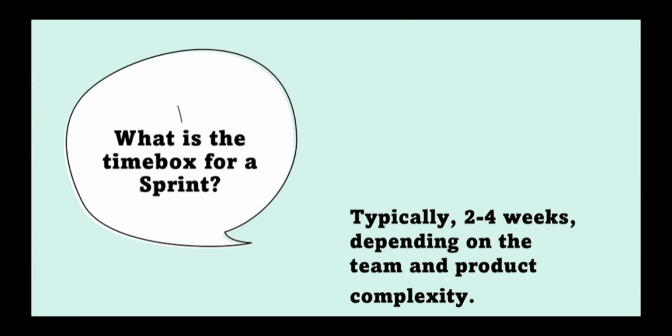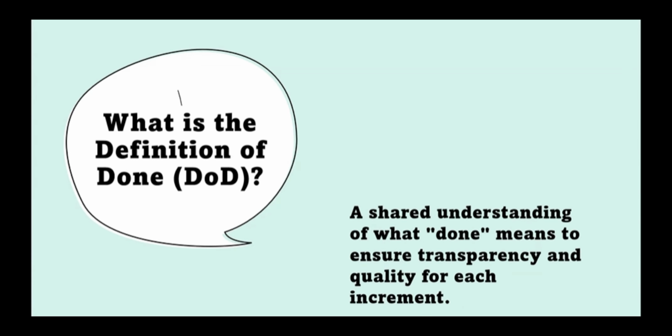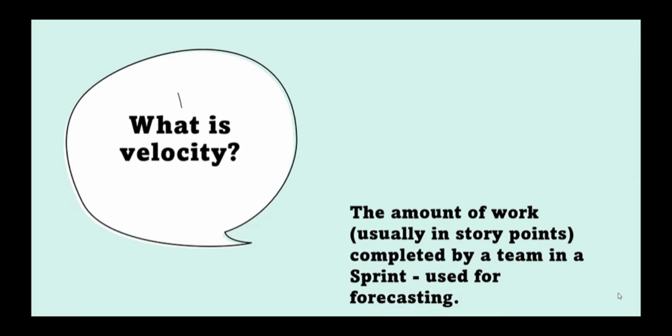What is the time box for a sprint? Typically 2 to 4 weeks, depending on the team and product complexity. What is the definition of done? A shared understanding of what done means to ensure transparency and quality for each increment. What is velocity? The amount of work, usually in story points, completed by a team in a sprint, used for forecasting.